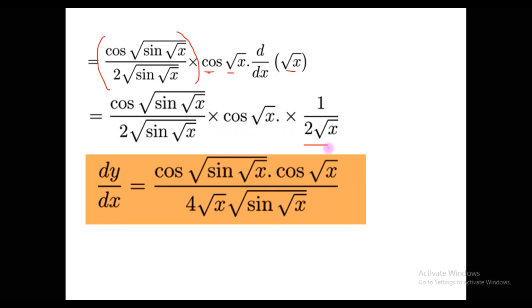Dy by dx is equal to cos of root of sine of root x into cos of root x. This cos root x part is here, and divide it by this 2 and this 2 makes it 4. This root x is separate, so I am writing it separately, and it's a root of sine root x, this part as it is. Note that here we can't multiply these two things because this root x is inside the square root. Keep that in mind.